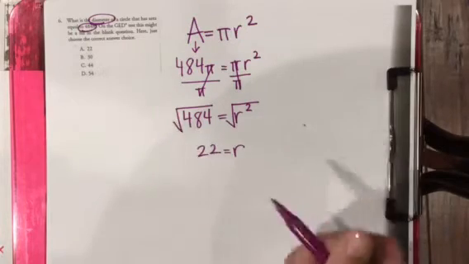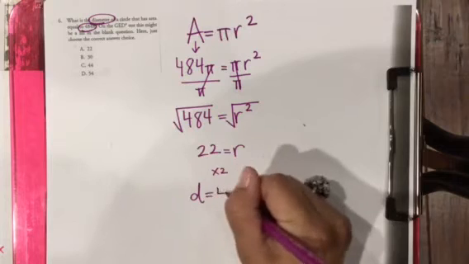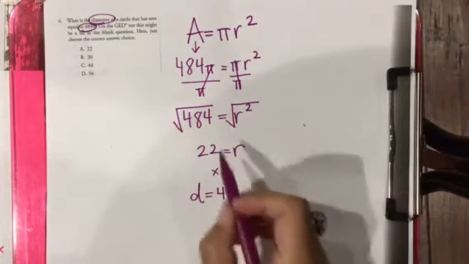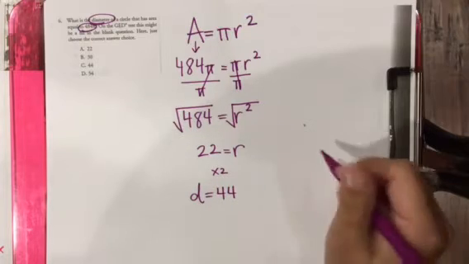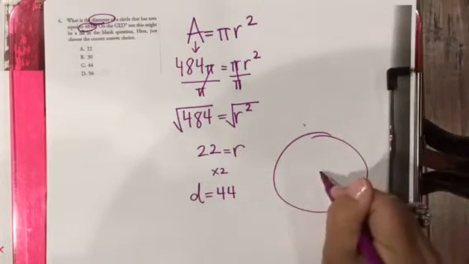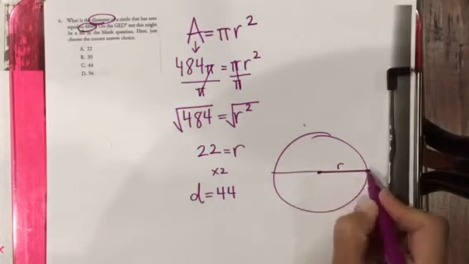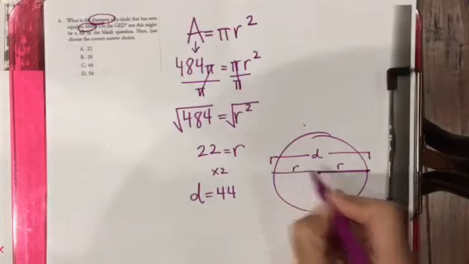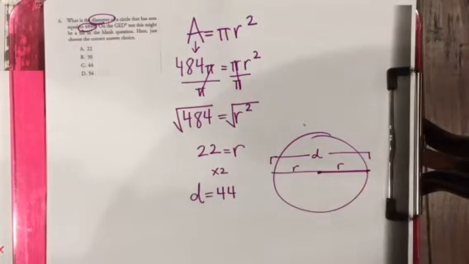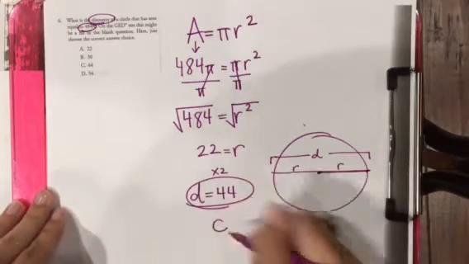And now to find the diameter, we simply multiply that number times 2. So the diameter equals 44. And these are formulas that will be on a formula chart for you to use. So just as a quick review, the radius is this distance here, half of the circle. The diameter is the entire distance, which is basically 2 radii. So our answer is going to be 44, which is C.